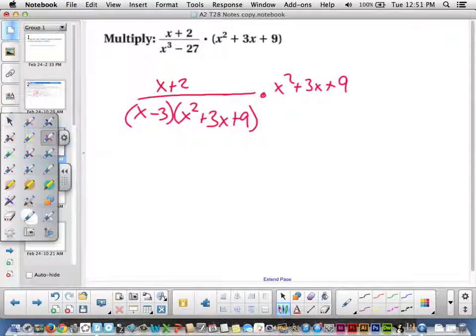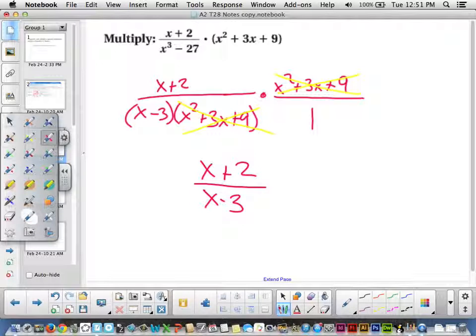That doesn't appear to be a fraction, but remember you can make anything a fraction by putting it over 1. Now that we've factored, just like yesterday, we can simplify. Look for anything in common in the numerator and the denominator. They both have x squared plus 3x plus 9. Those can cancel out, and we are left with x plus 2 over x minus 3.